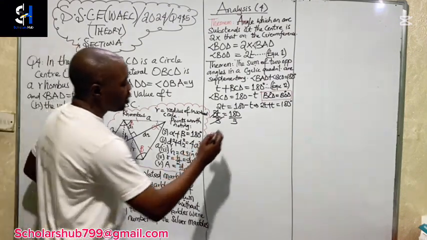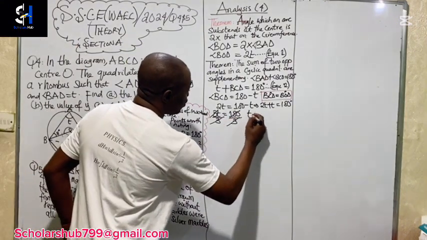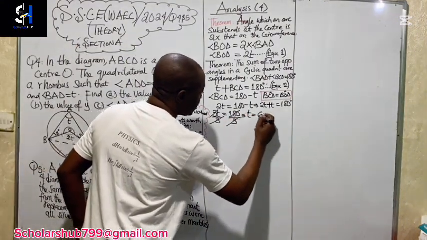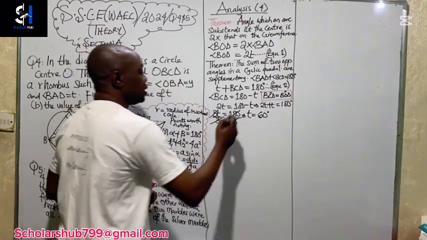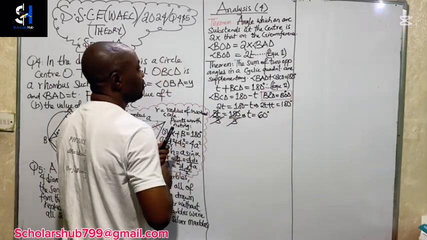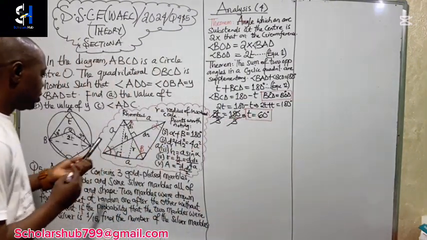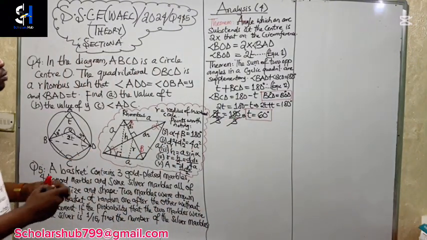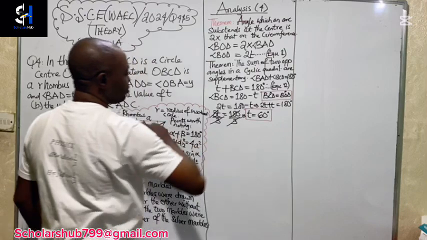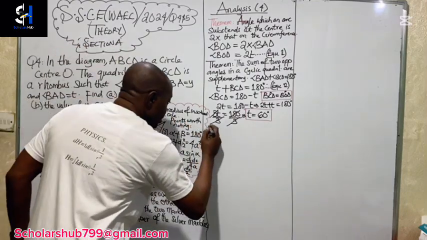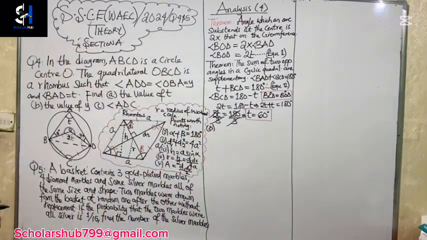So when we divide both sides by 3, the value of T will be what? 60 degrees. So this is the value we are looking for. This is the value of T. So we just solved the first problem, that's A. Now for B, we want to find out what is the value of Y, to be able to calculate the value of Y.